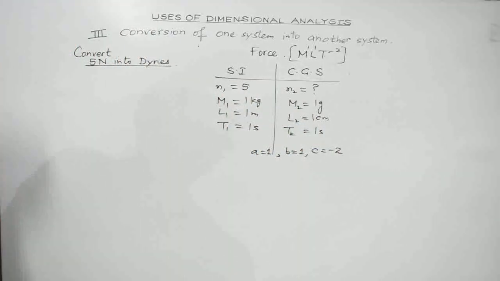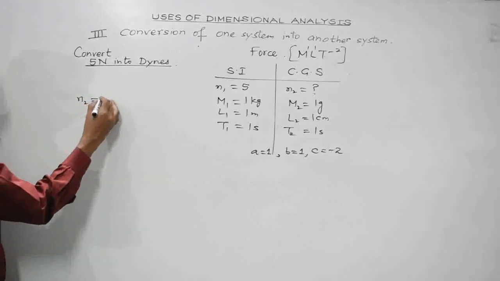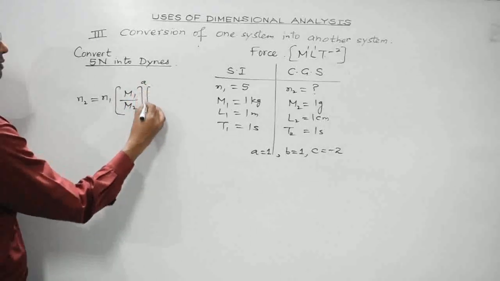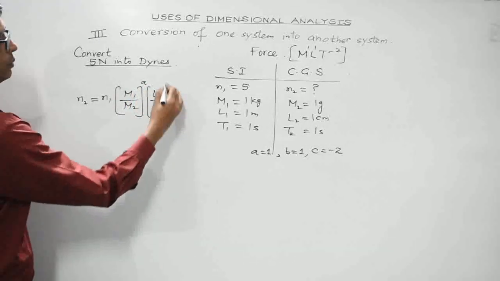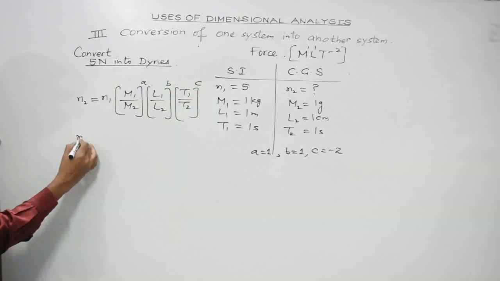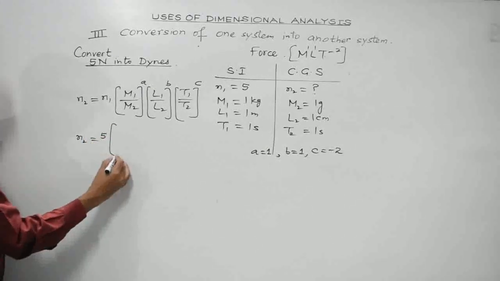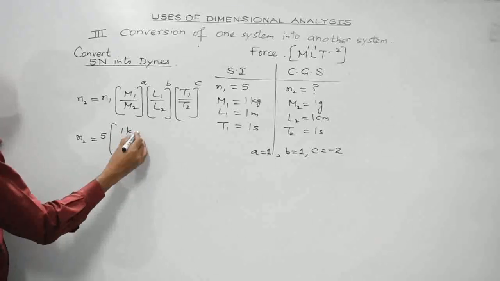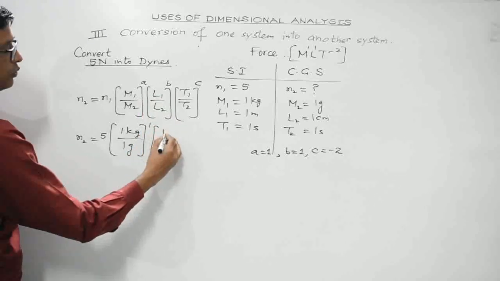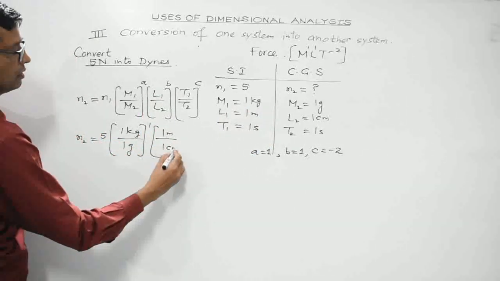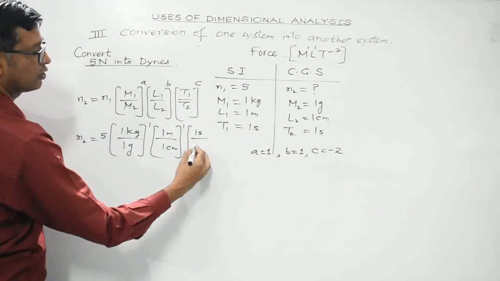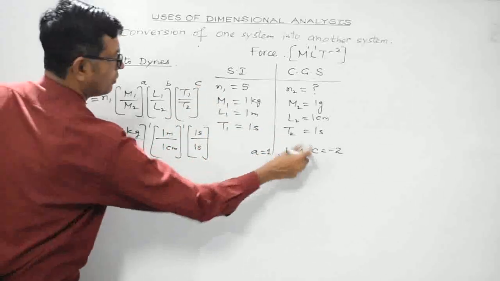Clear? Now what was the formula? N2 is equal to N1, M1 by M2 to the power A, L1 by L2 to the power B and T1 by T2 to the power C. Let's substitute the value. N1 is 5. Keep on substituting the value. It is 1 kg. It is 1 gram. A, that is 1. L1 is 1 meter. L2 is 1 centimeter. To the power B, that is 1. It is 1 second. In CGS also time is measured in second. C to the power minus 2.